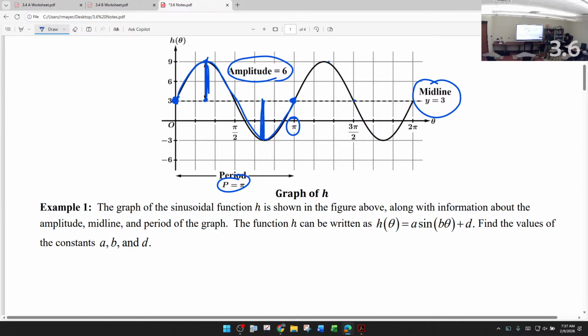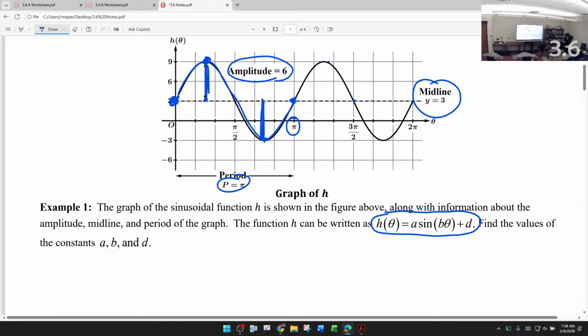The function h can be written as this. Now, be aware of this. Sometimes they will stick a cosine in there. Sometimes they'll stick a sine in there. And sometimes they won't stick anything in there, and they'll just ask you to write it. What you need to understand is this could be a sine or a cosine. If you want to start at the midline, sine. If you start at the midline, it's sine, because sine starts at 0. If you want to start at the max or the min, cosine.